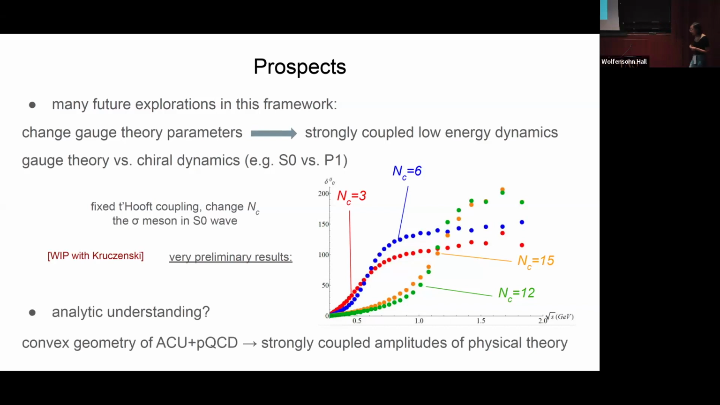And finally, further down the road, it would be really nice to have some analytic understanding of our approach. Given the expertise of this audience, I would like to suggest that perhaps what needs to be understood is the convex geometry that's defined by these generic consistency conditions of analyticity, crossing, unitarity, plus the perturbative QCD constraints. Since we have seen that the strongly coupled amplitudes of the physical theory of strong interaction can be attained this way, in any case, it would be really nice to further develop this framework and have a deeper understanding of gauge theory. I will finish here.